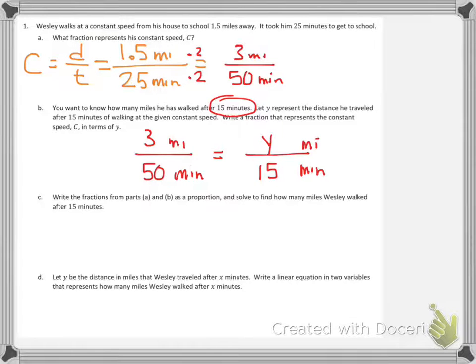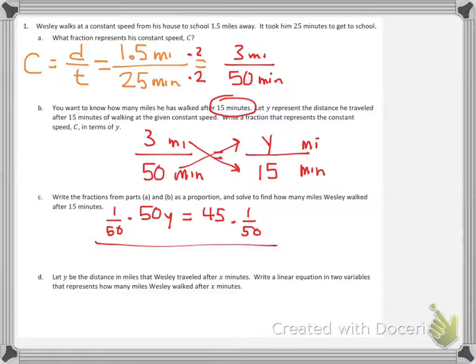Now we can use means extremes. When we do that, we get 50 times y, that's 50y, is equal to 3 times 15, that's 45. And then isolate the variable. So multiply by the reciprocal and balance the equation. And we get y equals 45/50. If we simplify that, I can divide each of these by 5, that is 9/10. So y is 9/10. Well, y is a number of miles. So that's 9/10 of a mile in 15 minutes.